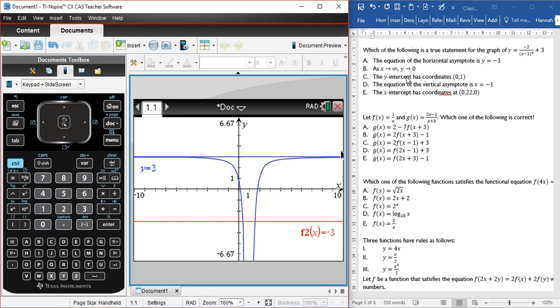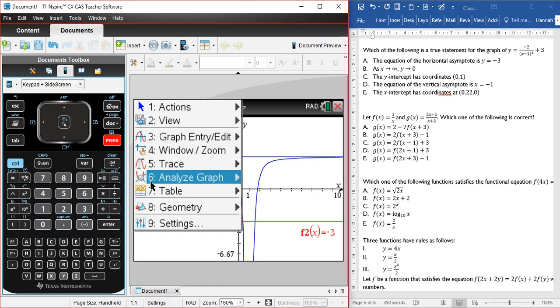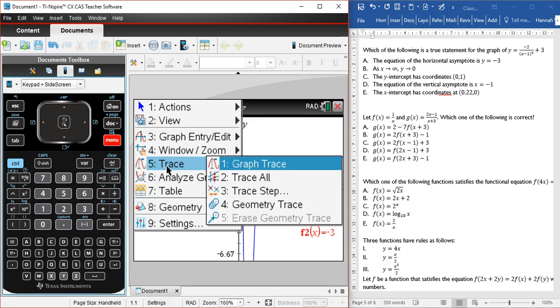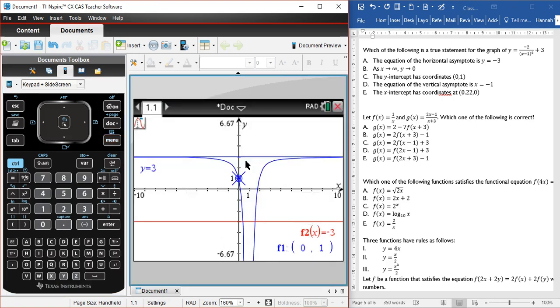Part C. The y-intercept has coordinates (0, 1). It kind of looks like it, but if you want to be 100% sure, you could use analyze graph or trace. I'm going to trace, so you go to menu, number 5, trace, and I'm going to use graph trace. Perfect, it's that right there. So the y-intercept does occur at (0, 1).